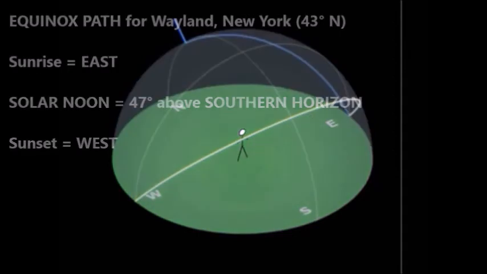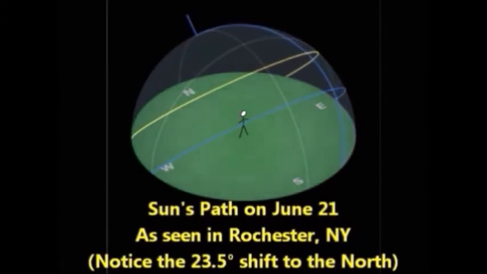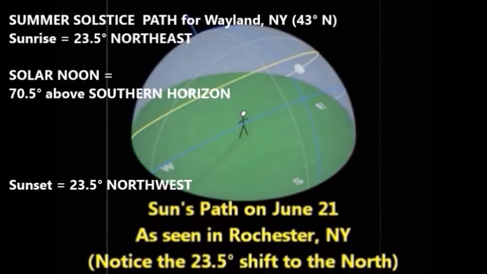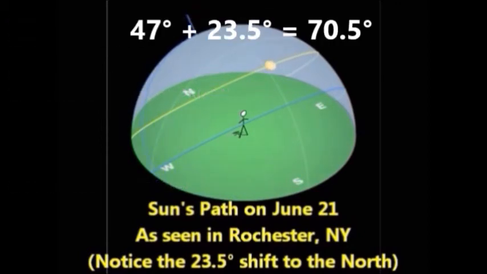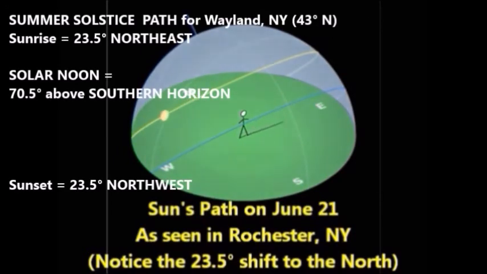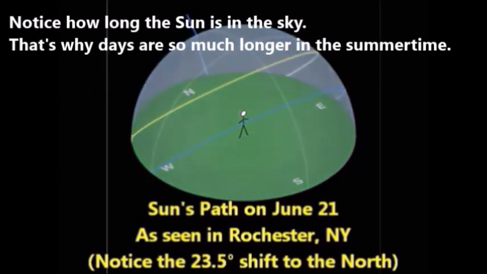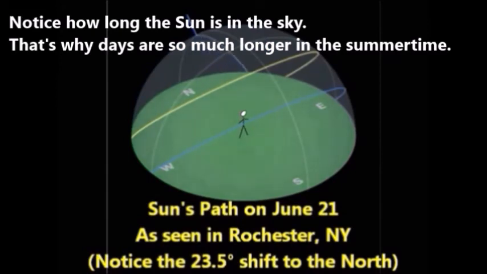On the summer solstice, June 21st, everything, sunrise, solar noon, and sunset, are shifted 23.5 degrees to the north. In Wayland, New York, the path of the Sun would look like this. The Sun rises 23.5 degrees north of east. At solar noon, the Sun is 23.5 degrees higher in the sky, and 47 degrees plus 23.5 degrees is equal to 70.5 degrees, and the Sun sets 23.5 degrees north of west. Notice how long the Sun is in the sky. That's why days are so much longer in the summertime.